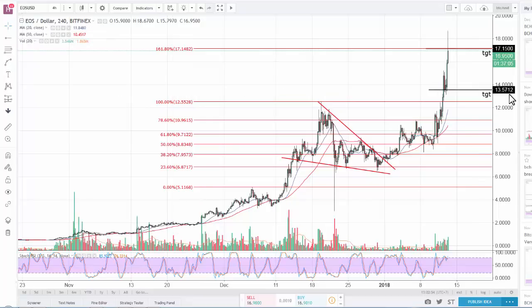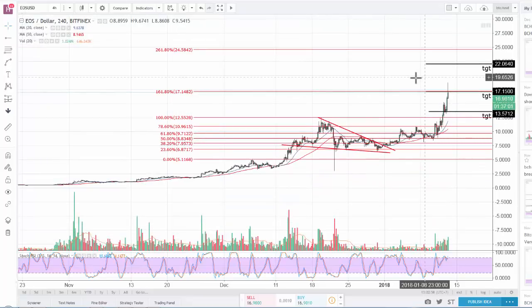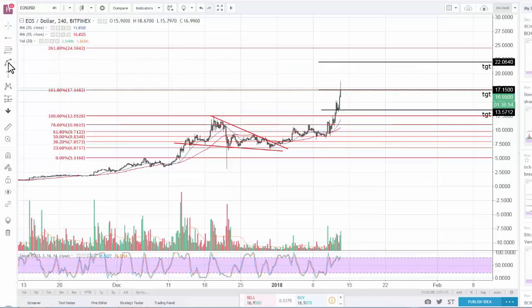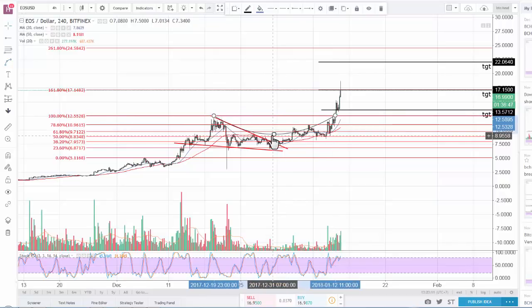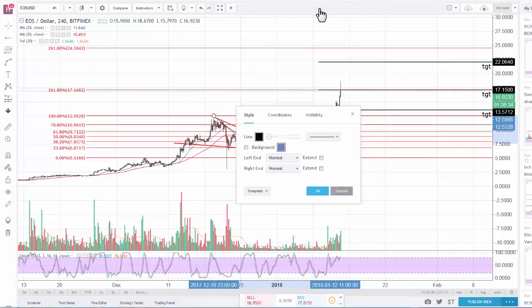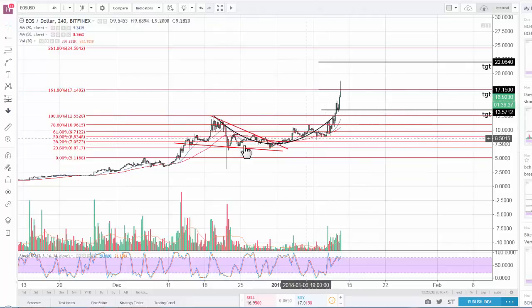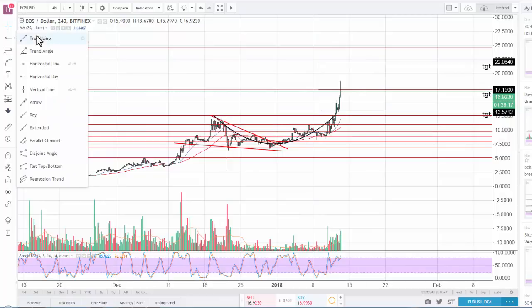I do have another target above here for $22, and the way I got this target is because, I'll show you here, this is a rounded bottom. This shape is called a rounded bottom, and rounded bottoms are bullish patterns, and when they break out, they have to meet targets as well. So let me do this maybe thicker. As you can see, the price follows a rounded shape on the bottom, and once it breaks through this level on the top here, it has to meet a target, and the target is from the top to the bottom of this pattern.